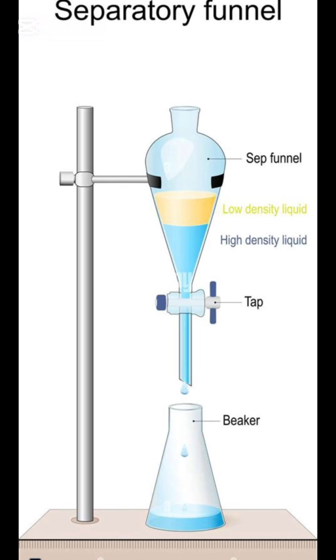The denser liquid sinks to the bottom, while the lighter liquid floats on top. So to separate them, you just open the tap at the bottom and let the denser liquid out into a beaker. Once it's done, you close the tap. This technique can be used to separate mixtures of oil and water, kerosene and water, and so on.